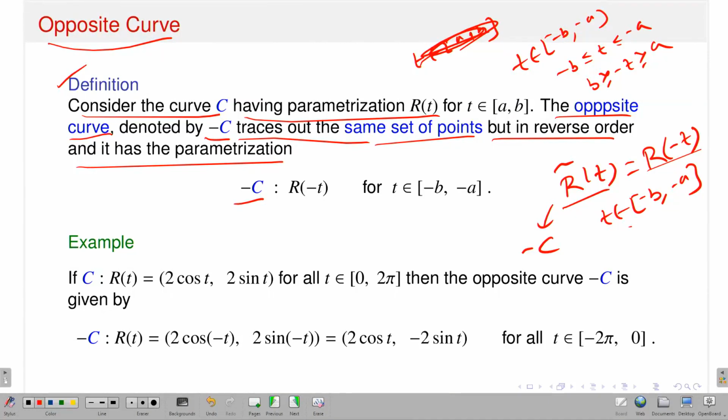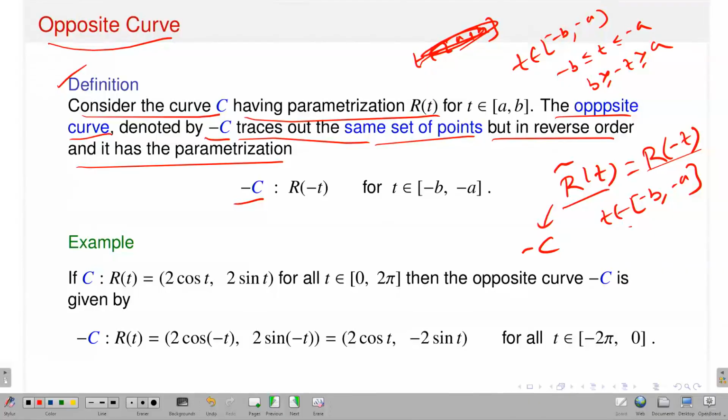That means whatever points are traced out by the curve C, the same set of points is traced out by the curve minus C. That means if T runs from minus B to minus A, then minus T runs from A to B, and R is acting, so it traces out the same set of points, but the orientation will change. Why? Because if I have a parameterization R of T, and I take T equal to A, then my point is R of A. So, it starts from R of A and ends at R of B.